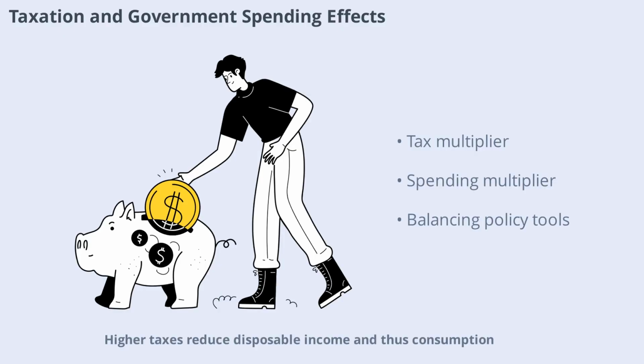Higher taxes reduce disposable income and thus consumption, while increased government spending boosts demand directly. The net effect depends on the size of the tax multiplier versus the government spending multiplier. Policymakers must balance these tools to achieve desired economic outcomes, such as stimulating growth or controlling inflation.